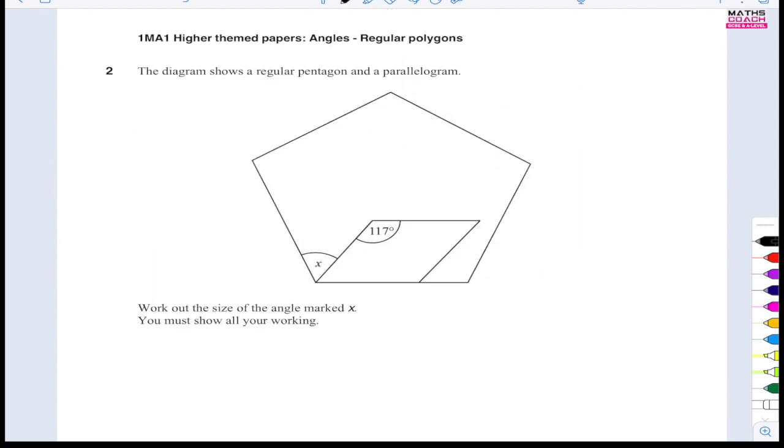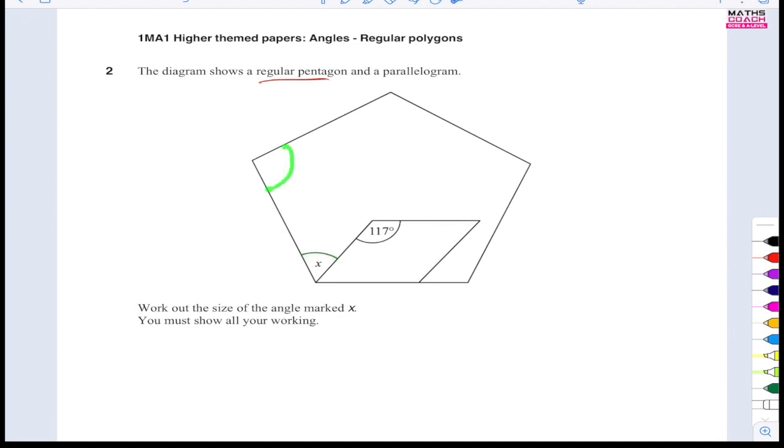The diagram shows a regular pentagon and a parallelogram. Work out the size of the angle marked X. You must show all your working. All right, so what do we have? We have a pentagon here, and we have this parallelogram. And we have to find this angle X right there.